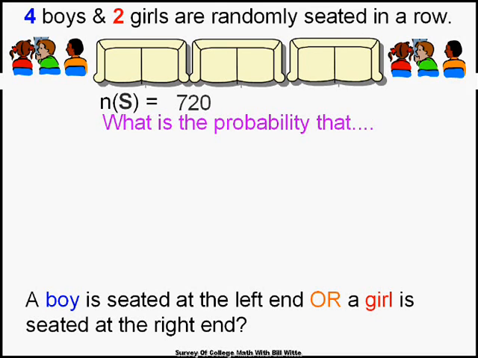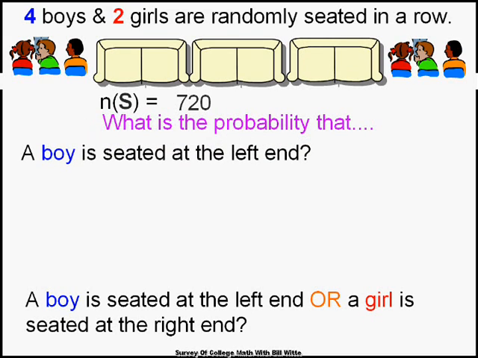We want to know the probability that a boy is seated at the left end or a girl is seated at the right end. Well, what's the trick with ors? Do you remember?